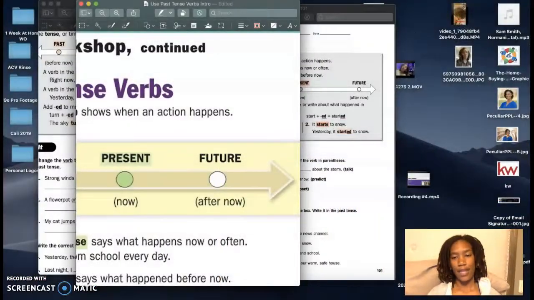Today we are still in Unit 4, and we are going to be talking about how to use verbs in the past tense, especially using ed at the end. So let's get into it because I only have a limited amount of time.